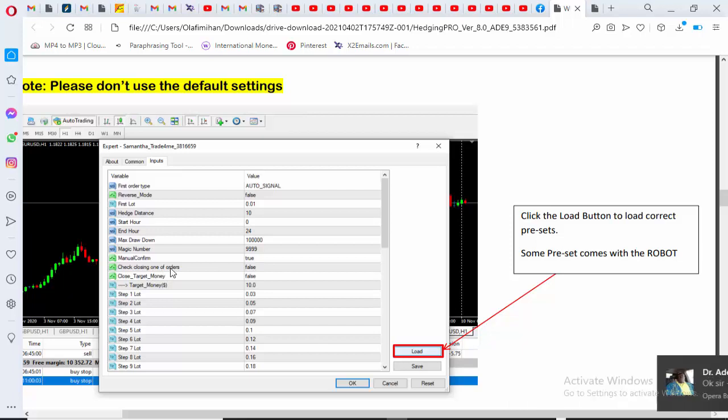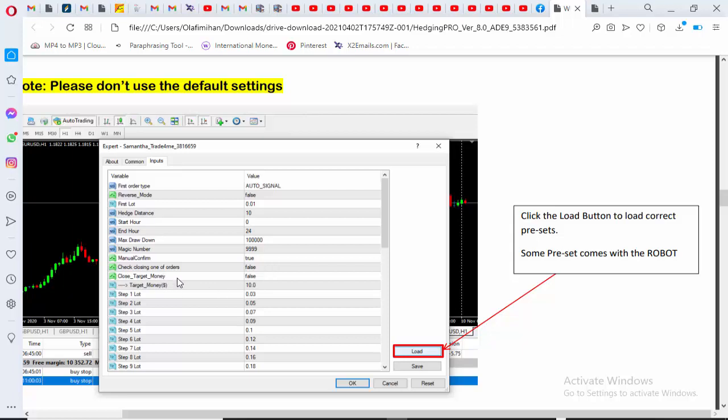Now, checking closing one of the trade. If you put it on false, that means you are not going to trade edging anymore, and it's going to be dangerous. We use this setting, we put this one false, when your account is at danger zone, but you don't need to use it anymore. Always keep this check closing one of the other at true, so that you can follow the pattern of edging.